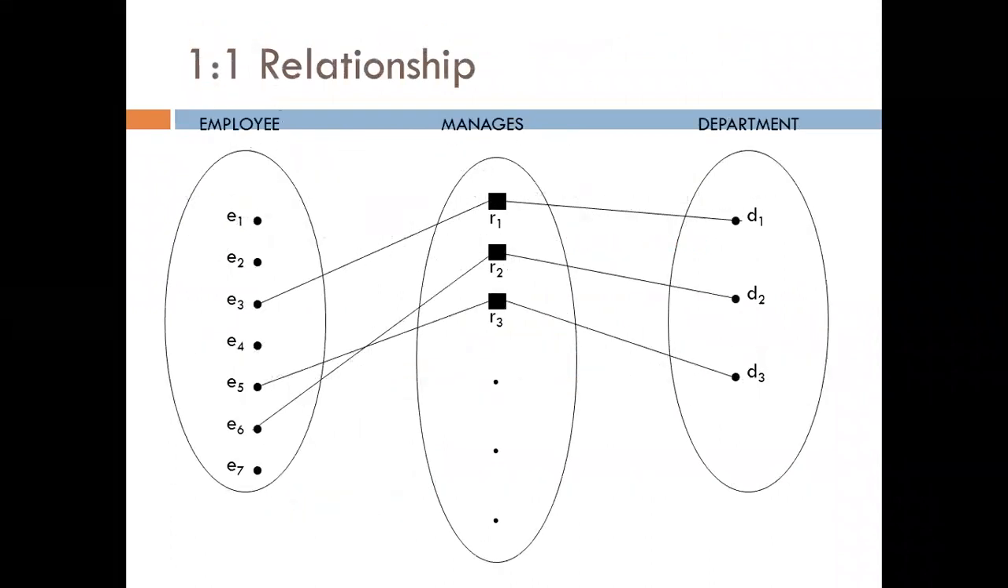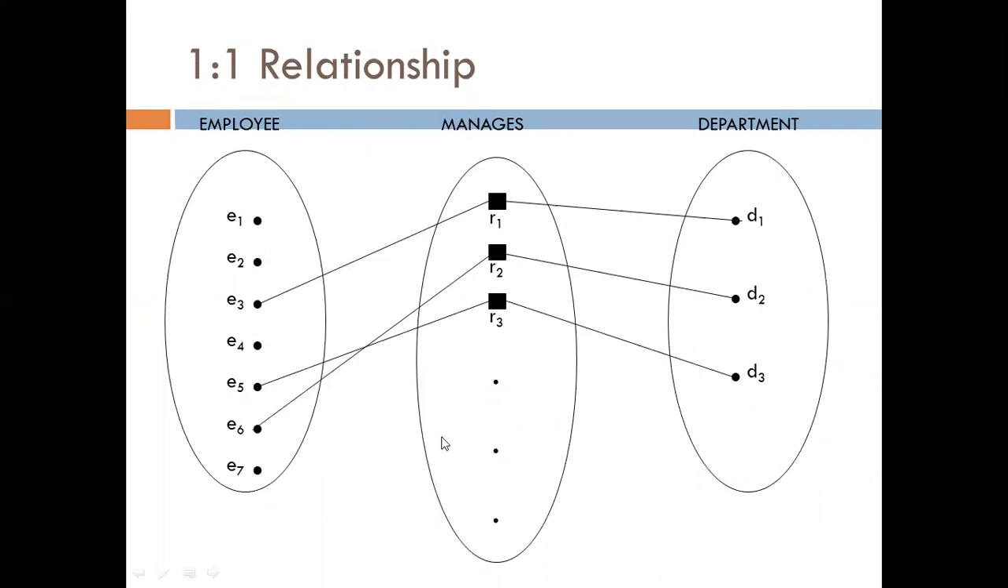Now, the 1:1 relationship. Here we have two entities, the employee entity and the department entity. The relation between these two entities is manages. What it means is one employee can head one department, and the other way around, one department will be headed by one employee. So this is a 1:1 relationship.